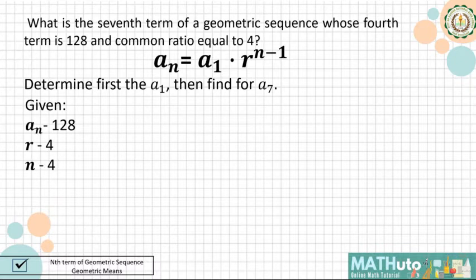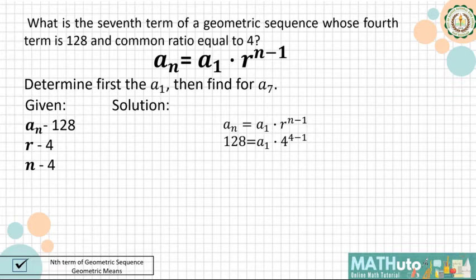Okay, given. We have here given a sub n or the fourth term, which is 128, the common ratio of 4, and n, which is equal to 4, which is the fourth term of the sequence, which is 128. Now, using again the formula, we substitute, that will become 128, our a sub n, is equal to a sub 1. So, a sub 1 is what we are looking for in this problem, times 4, the common ratio, raised to n minus 1, that is 4 minus 1.